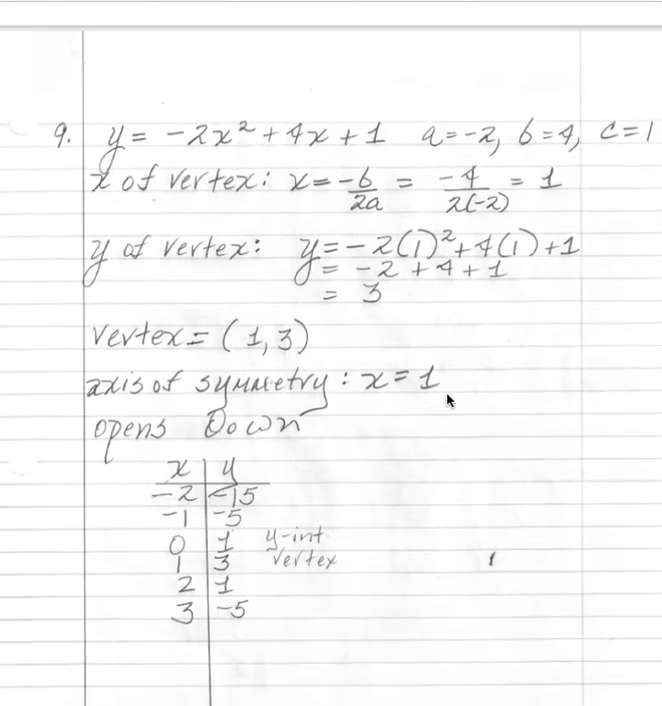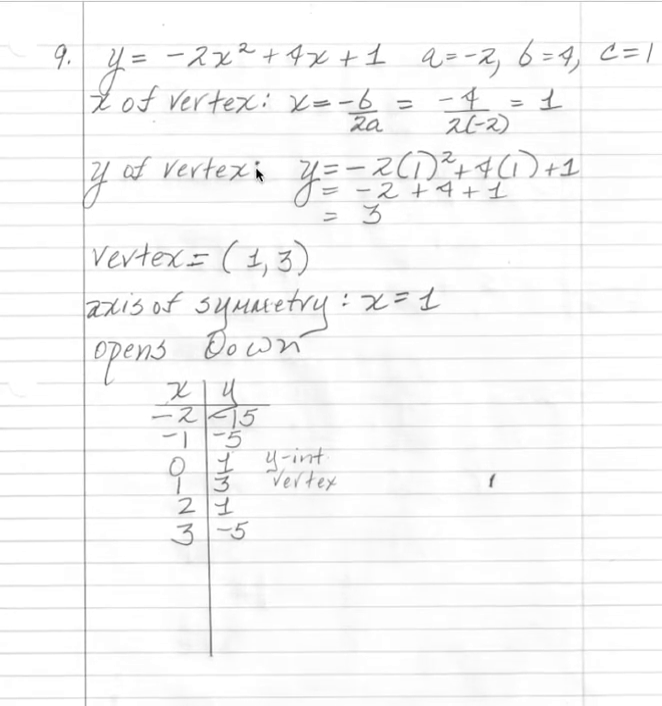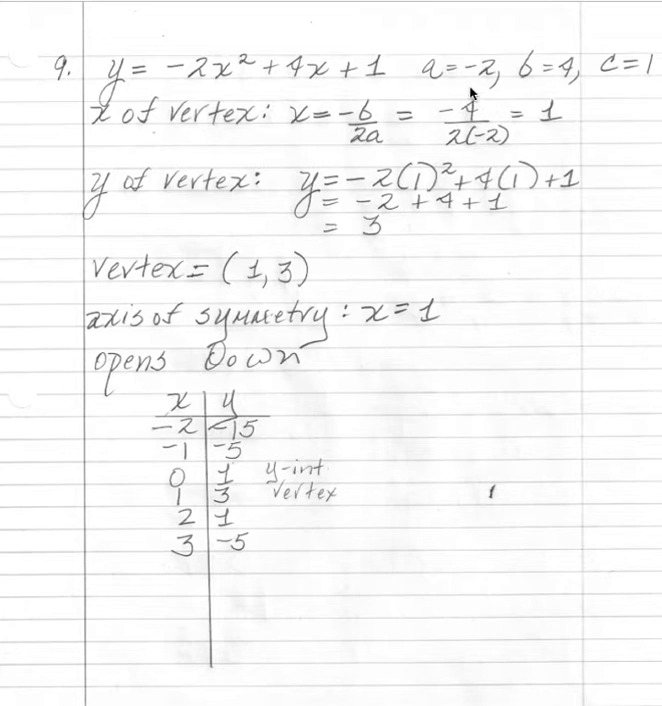Number 9, y equals -2x squared plus 4x plus 1. So a is -2. And since it's negative, I know my parabola is going to be opening down. b equals 4, c equals 1, and when I calculate the x of my vertex, -b over 2a, it's -4 over 2 times -2, which is what a is. I end up with -4 divided by -4, that's going to give me a +1.